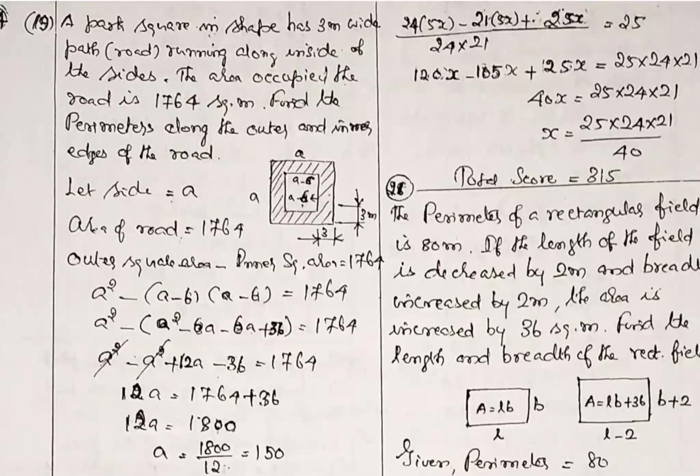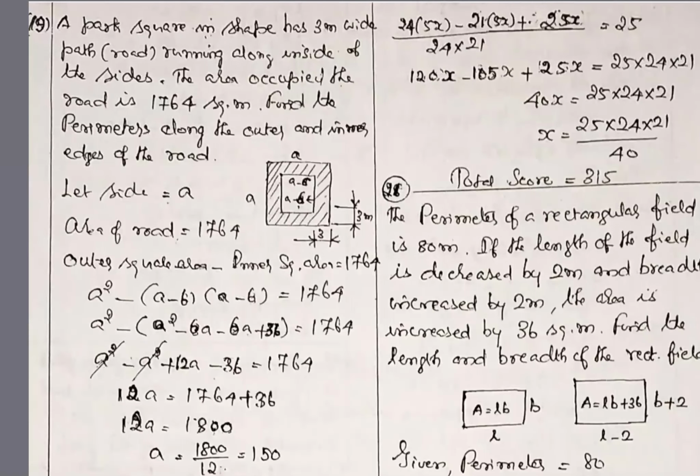Once a value is known, we can finish. So the area of the road is given: 1764. From the sketch, you find the area: outer square area minus inner square area is 1764. The road is running inside the park. So (A minus 6) into A, not A minus B, A minus 6, is equal to 1764. Then you will automatically get A.